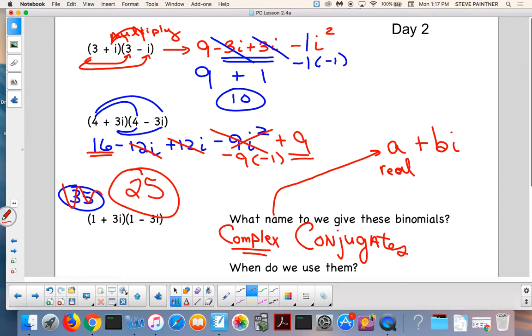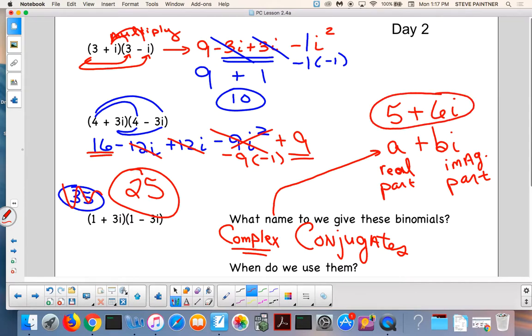Where this is known as the what part? The real part, that's an a. This is known as the what part? Imaginary part. So here's an example. a could be 5 plus the imaginary part could be 6i. So that's called a complex number. Now when I say complex conjugate, what's the conjugate to 1 plus 3i? 1 minus 3i. Yeah? Okay.